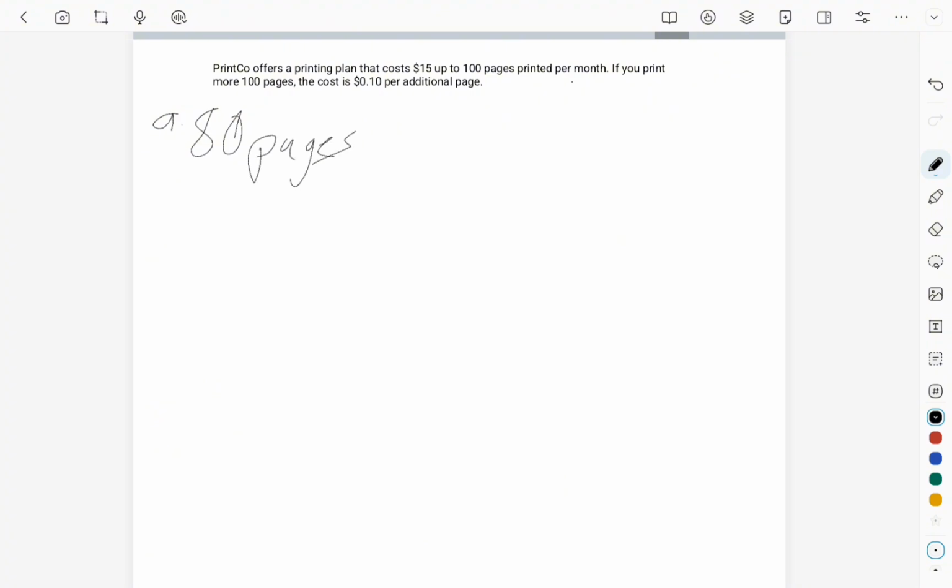So we can solve this by simply looking at the question. It's a monthly bill, and it's up to 100 pages, but there's only additional cost if we go over 100 pages. So our price will stay $15.